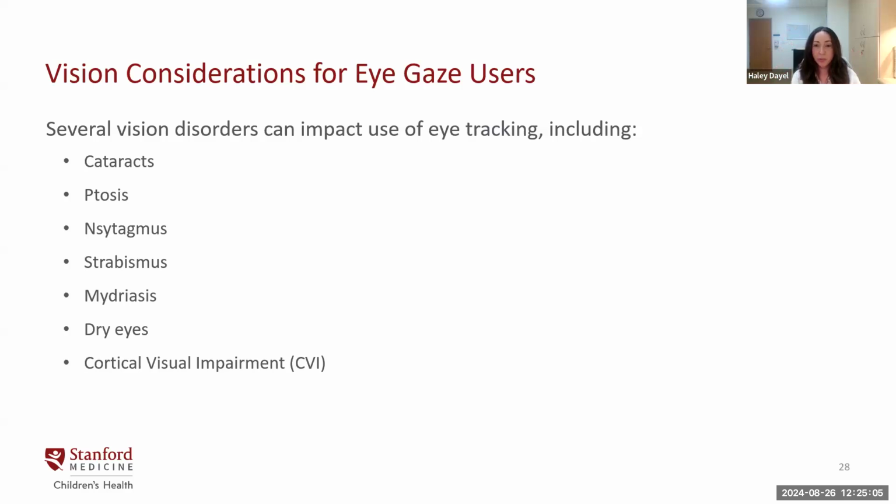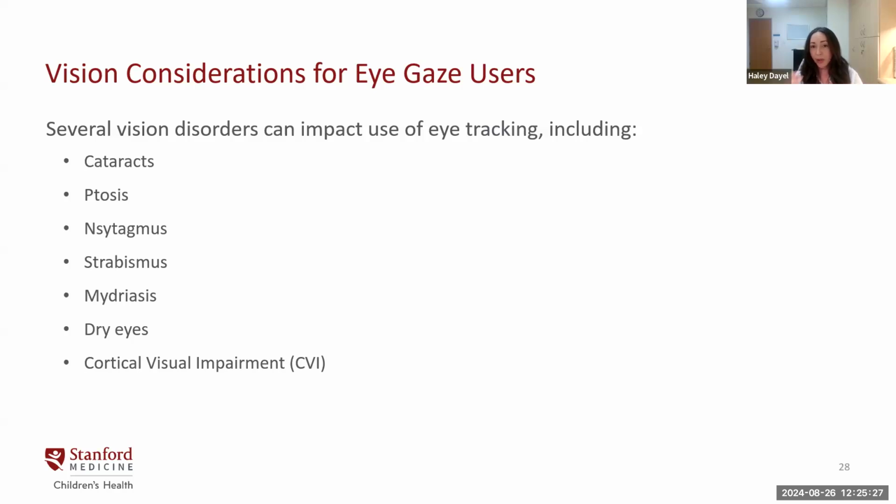Mydriasis is a condition where the pupils are abnormally dilated. It's often caused by medications such as baclofen. Unfortunately, with mydriasis, it creates some potential for the infrared camera to do harm to the retina. So this would be a case where you'd want to check with the medical team to make sure that it's safe for the person to be using eye tracking, and see if there's any treatment options available to them.